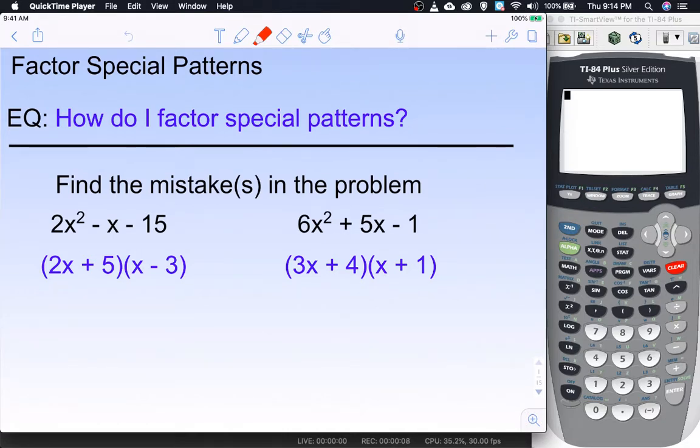So this is another continuation of the previous couple lessons on factoring trinomials, although we won't be seeing many trinomials in this lesson. This is just another branch of factoring, other types of problems you can look at and try to factor. So if you could please pause the video and see if you can find the mistakes in those two problems. Hit play when you're ready to go.